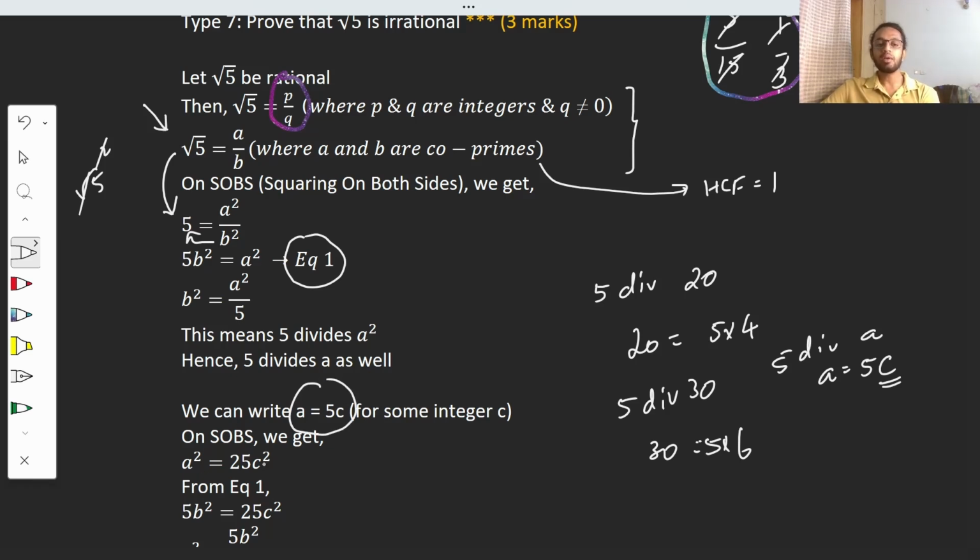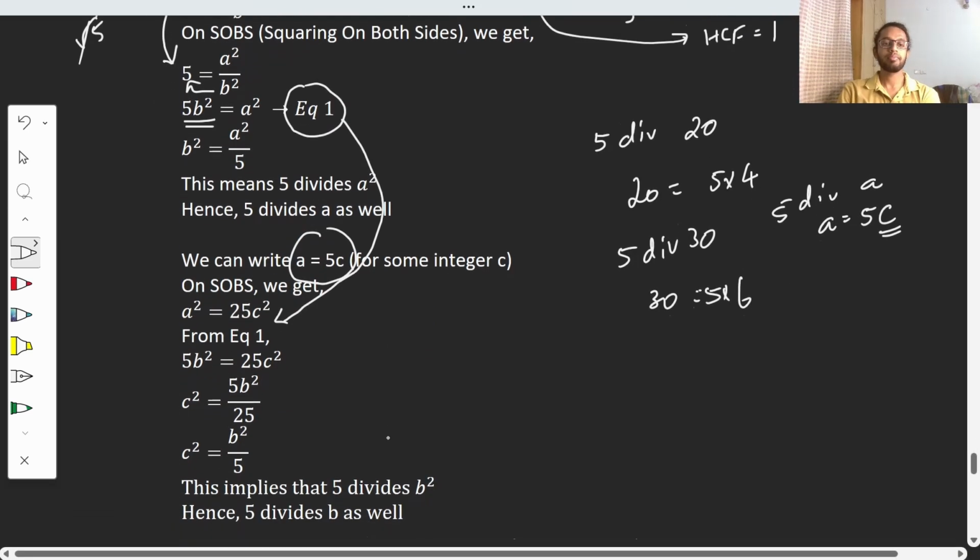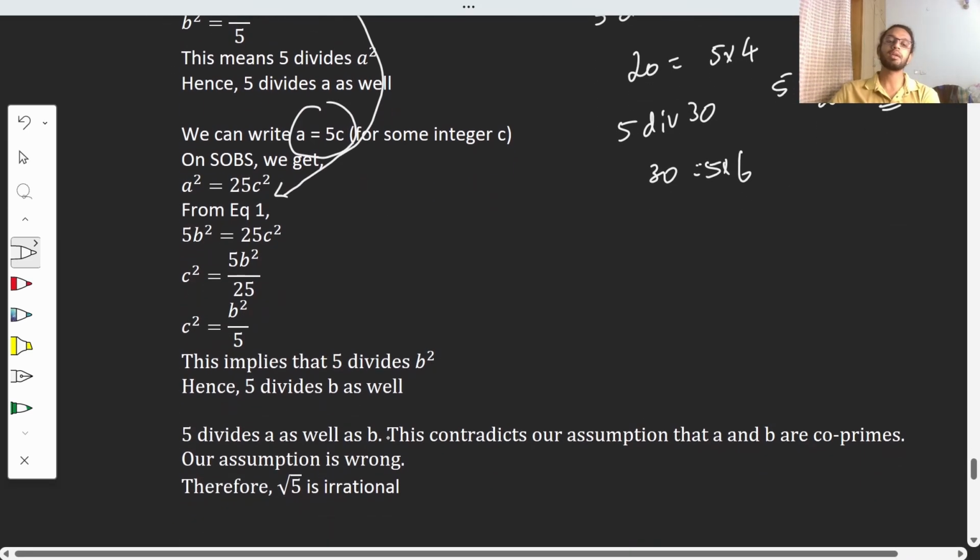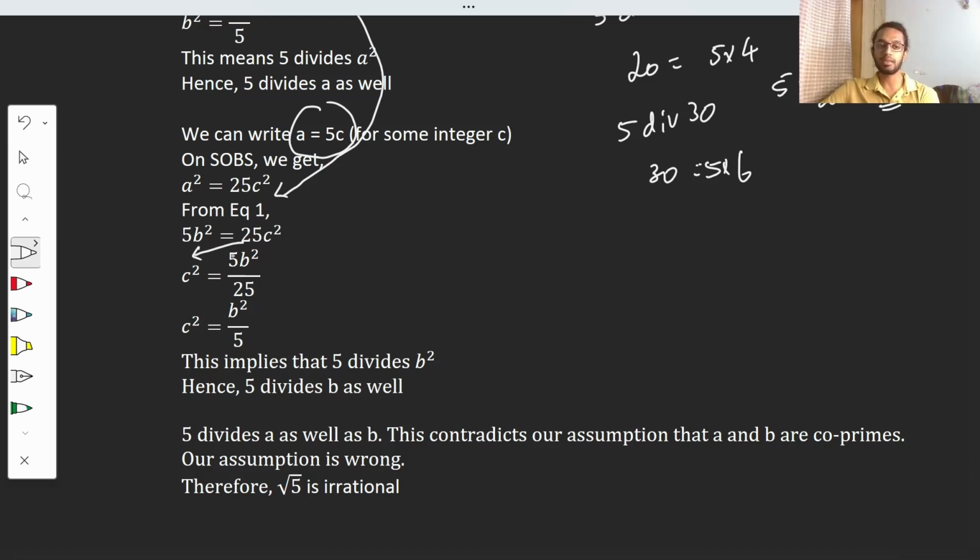We get a square equals 25c square. 5 square becomes 25. Now we bring in equation 1. In the place of a square, we can write b square. So now this becomes 5b square equals 25c square. Now this 25 is taken to the left hand side. You can see it's in the denominator. Now 5 gets cancelled 5 times. Now we get b square by 5.